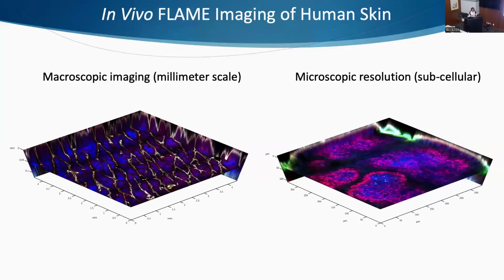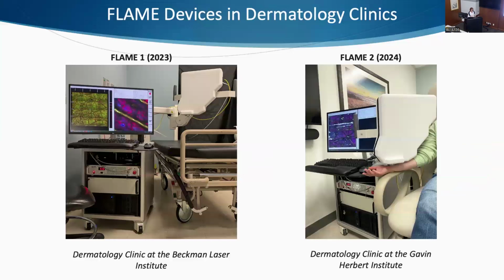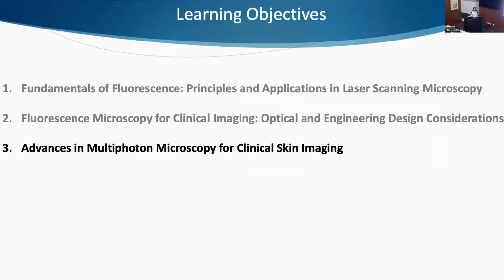going on. And we currently have 2 instruments developed. One is here in our dermatology clinic, and this is what you'll be seeing this afternoon. And another one is in the dermatology clinic nearby in the Gavin Herbert Institute. We are ready to move toward some examples of what kind of images this microscope takes.